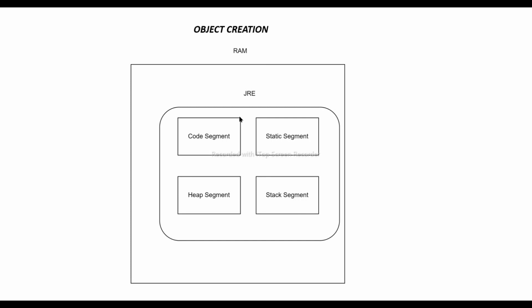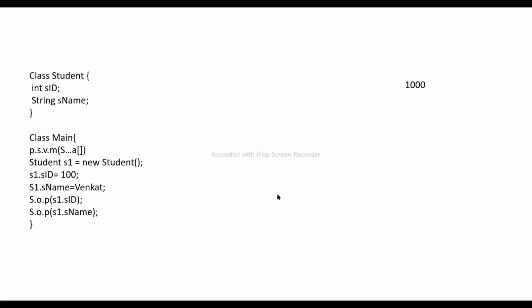This inner region, JRE, which is meant for a Java program's execution, is further divided into four blocks. One is the code segment, this is the static segment, this is the heap segment, and the stack segment. Now my purpose is to give you a demo on what happens internally when an object is created. In this process, the code segment and static segment do not get involved. So my area of study would be the heap segment and stack segment. That is what I am going to show you in the next slide.